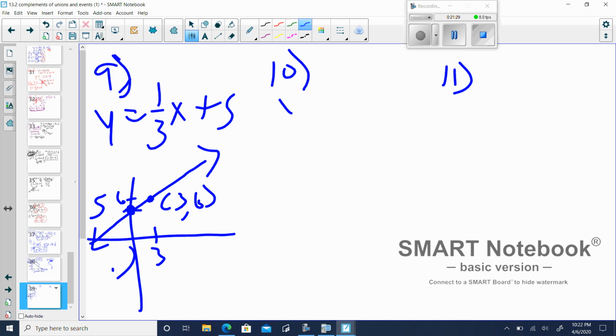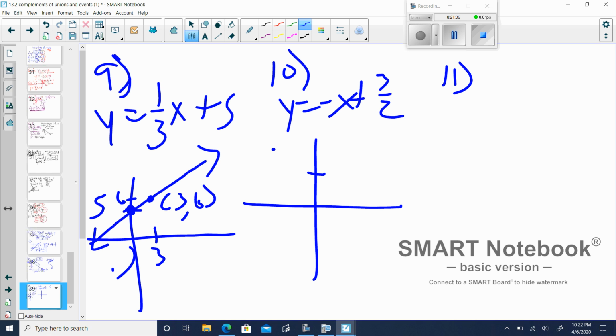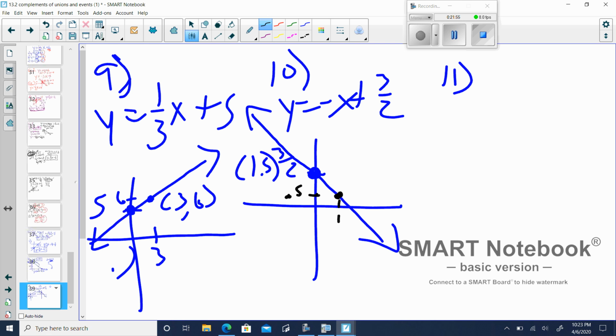Number 10: y equals negative x plus 3/2. Always start off there. 3/2, guys, is really 1.5, so you start off there. Since your slope is -1, you go down 1 over 1. So we have 1, 1/2. That's how we do it.